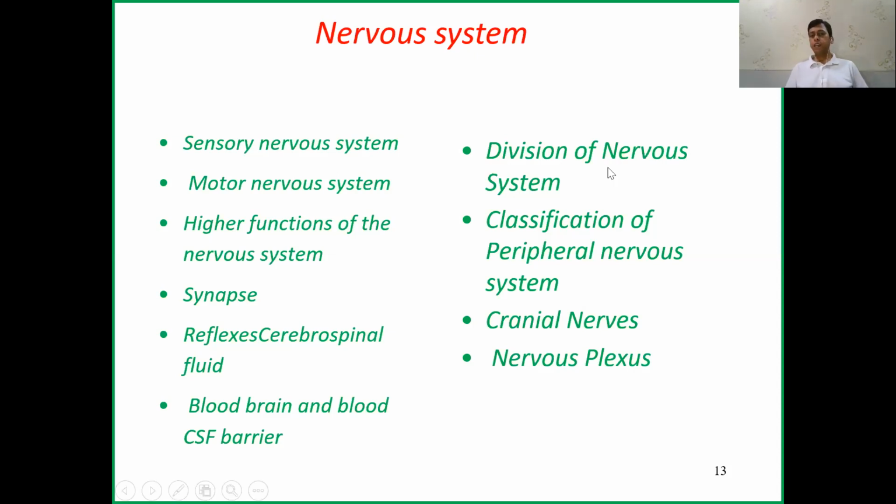And then we will discuss the division of the nervous system, the classification of peripheral nerves, the classification of cranial nerves and nervous plexuses. How can we reach each cranial nerve? How can we reach each nervous plexus? In detail, we'll discuss.